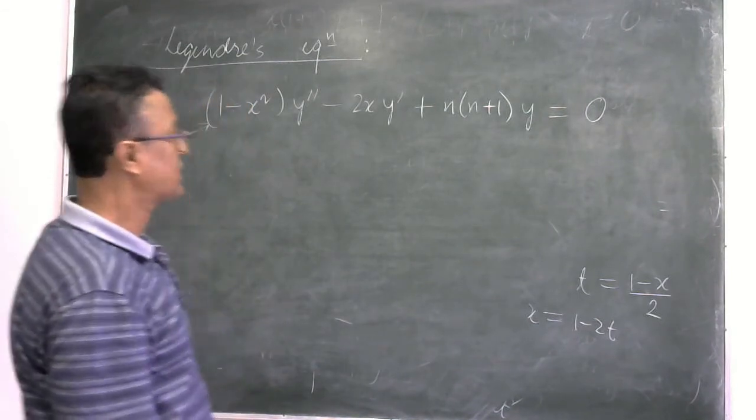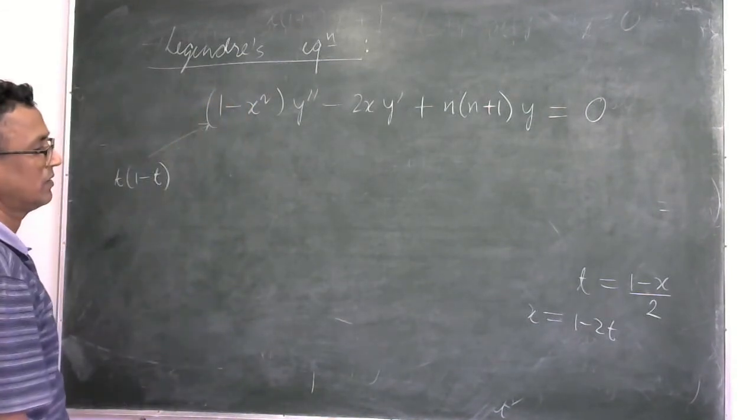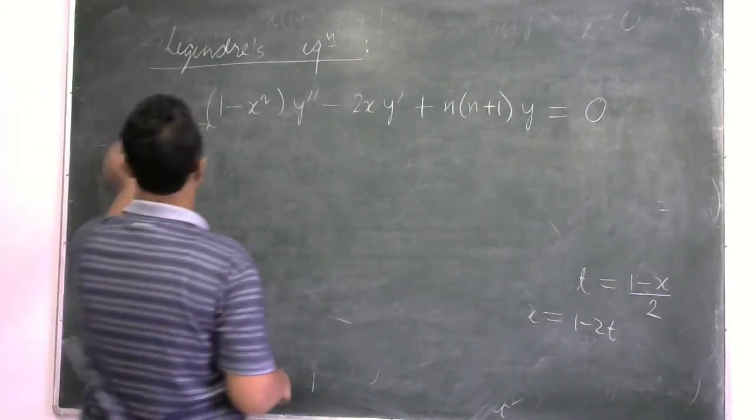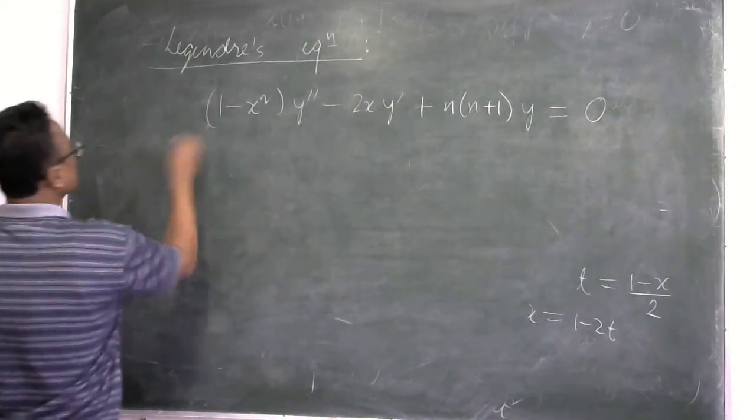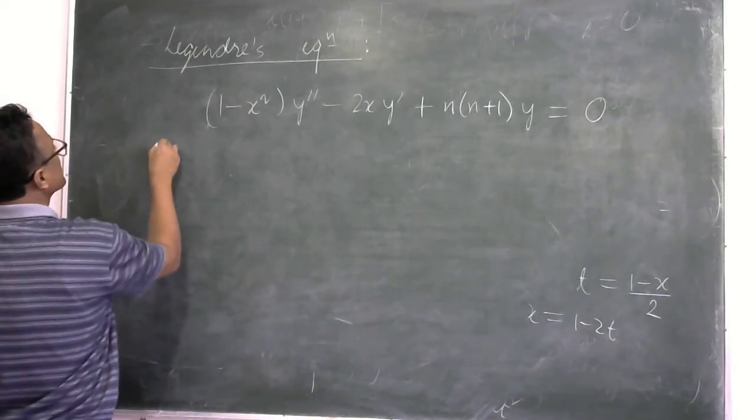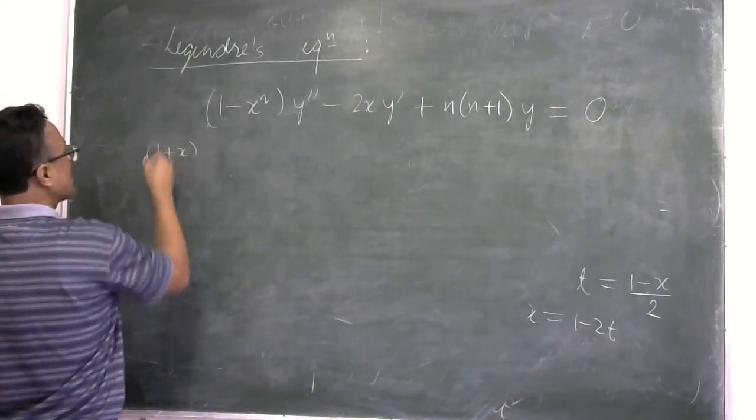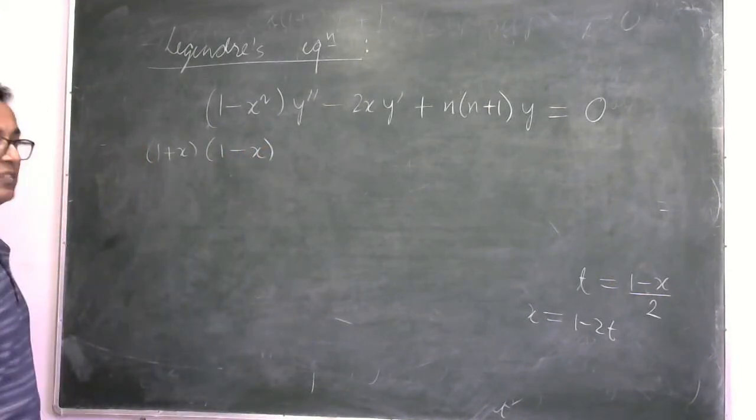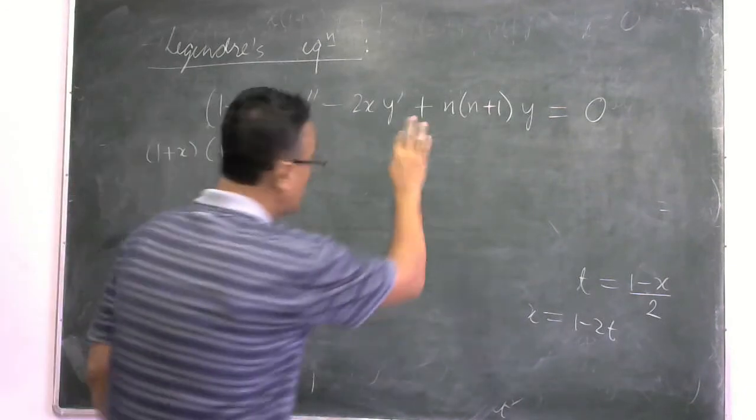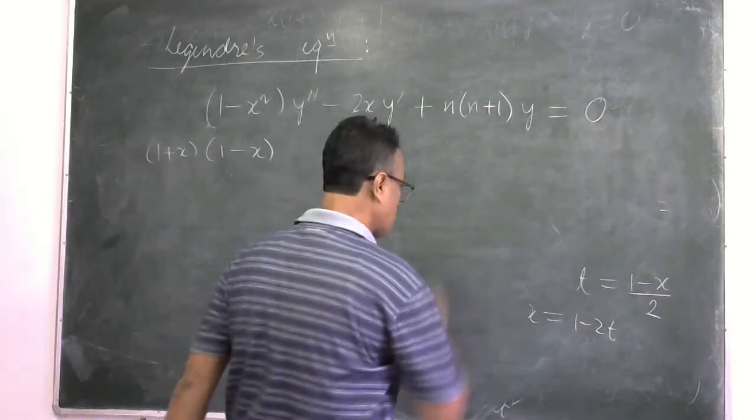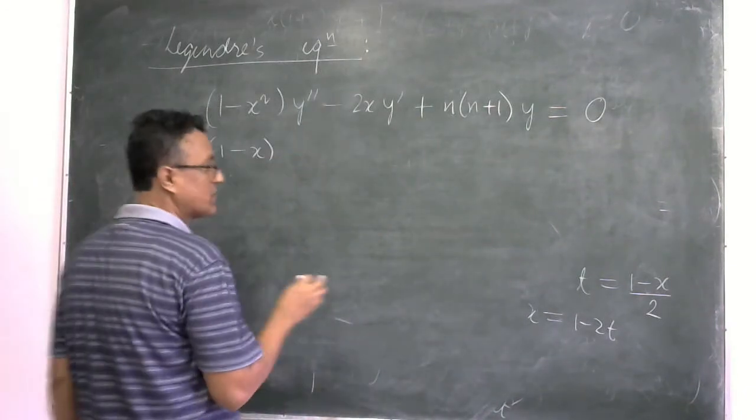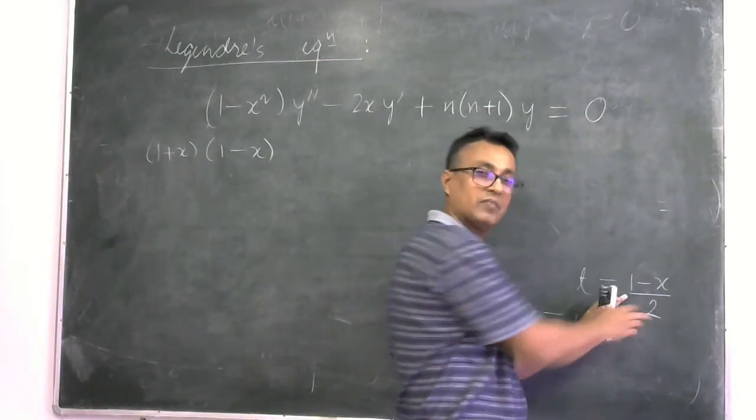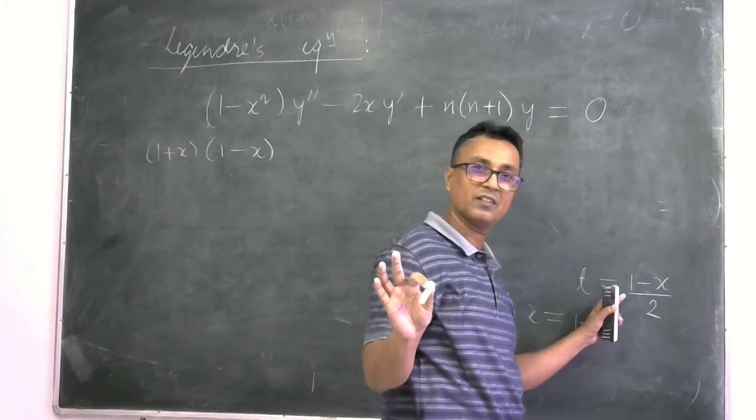Yeah, x equal to 1 minus 2t. Fine? Okay. See, now here this one is your 1 plus x, 1 minus x, right? Okay. So before working this out, let us do something more. Now again, you will see that your dt dx is going to be equal to minus half. Is it okay with everybody?